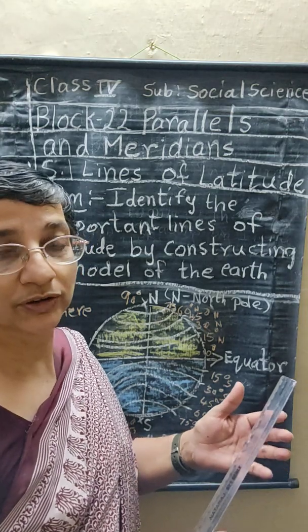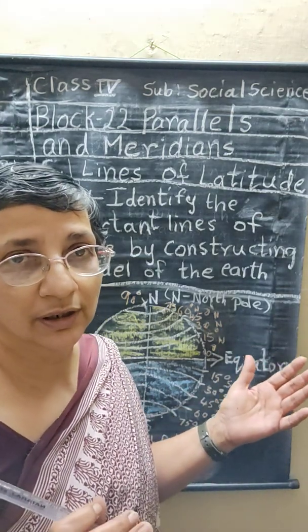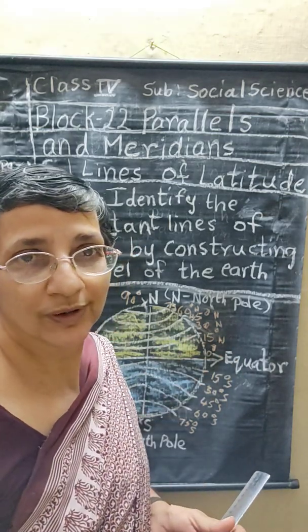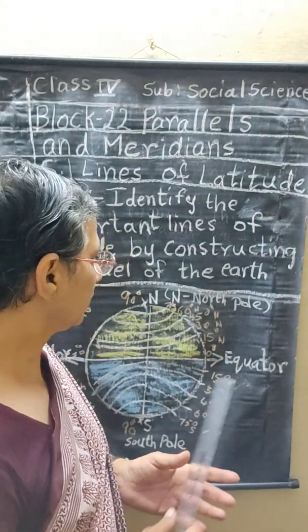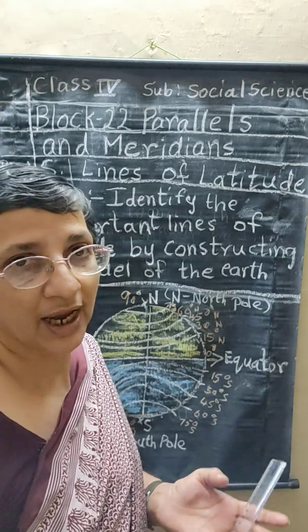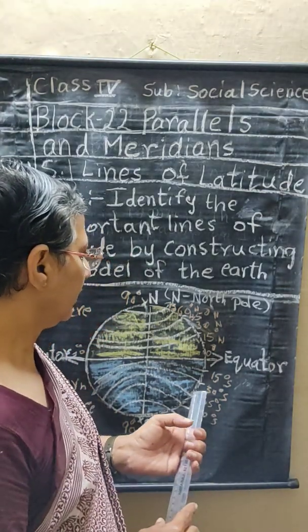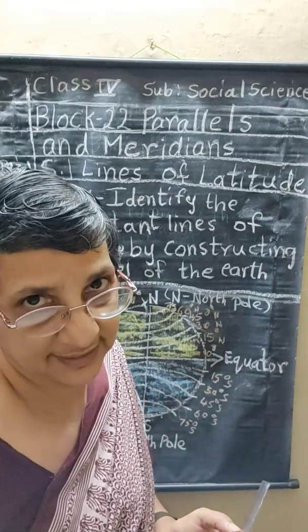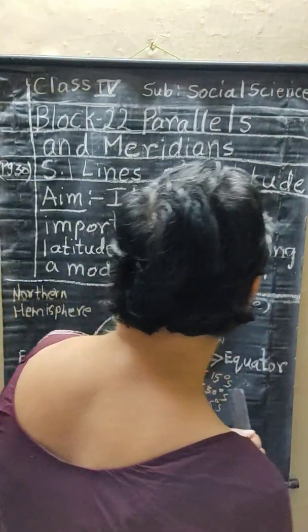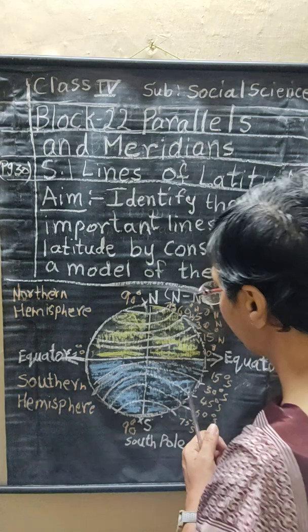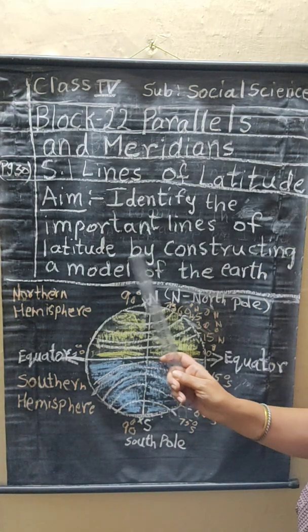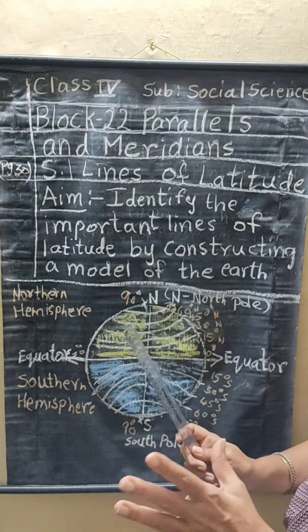Because the earth is so big, children, how will we know the place, which particular place we have to go? We won't be knowing. So through this map and the globe, we can easily identify the place by the lines, right? Now here I have this, what? A model of the earth, a construction of latitude.